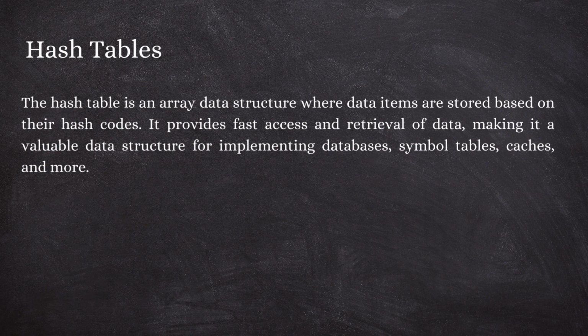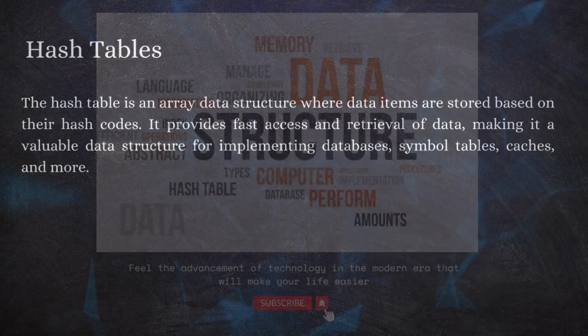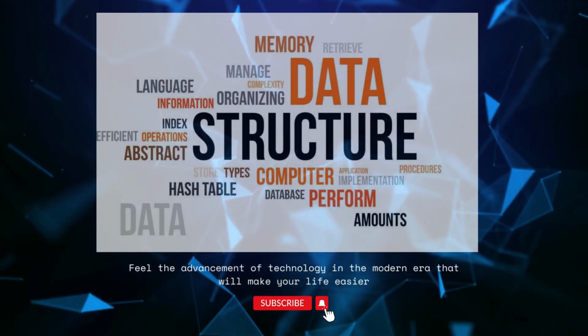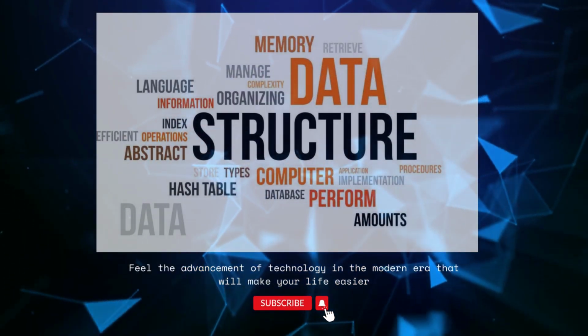Hash table. The hash table is an array data structure where data items are stored based on their hash codes. It provides fast access and retrieval of data, making it a valuable data structure for implementing databases, symbol tables, caches, and more. Data structures can be used in programs to store and organize data in an efficient way.